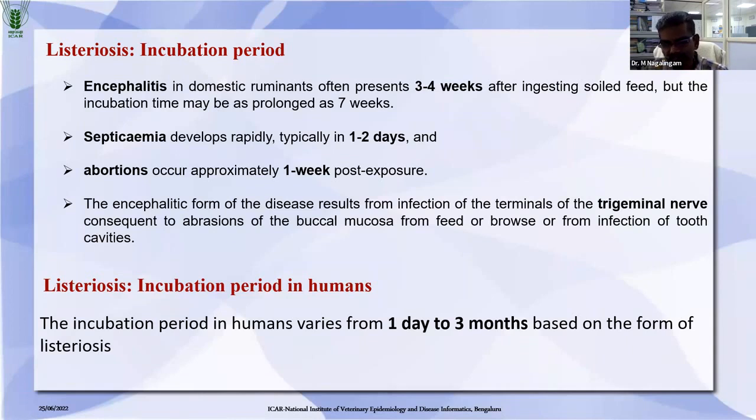The encephalitic form of the disease occurs through infection in the tooth canal or broken teeth. The organism can enter through that into the trigeminal nerve, causing the encephalitic form. Otherwise, the organism gets ingested and causes further infection through the intestine. In human beings, the incubation period varies depending upon the form of listeriosis it exhibits, and it varies between a day and 3 months.